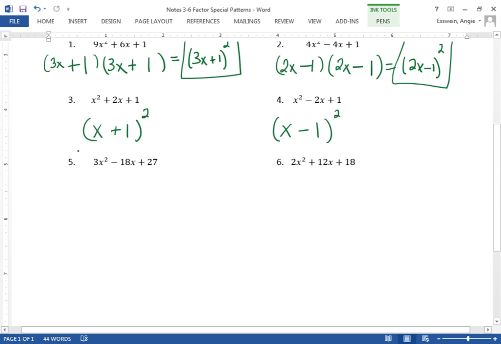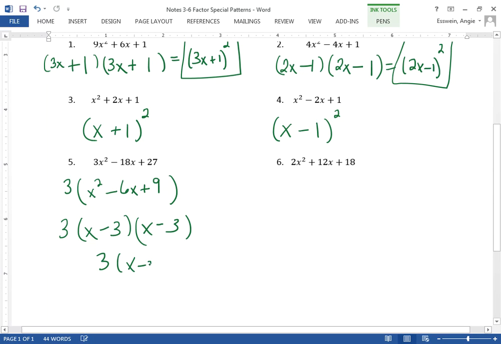What's the GCF? 3, so you got to take out the 3 first. So you divide 3 into each term. Yes, x squared minus 6x plus 9. And now it's a perfect square trinomial. So you get x, and the square root of 9 is 3, and the sign is minus for both. And so your final answer is 3 times x minus 3 quantity squared.